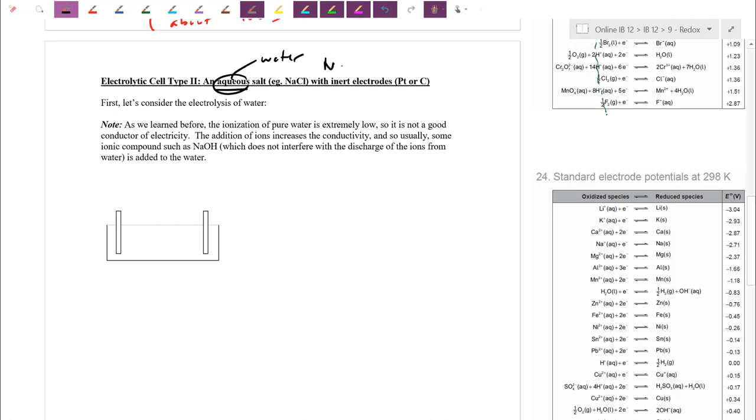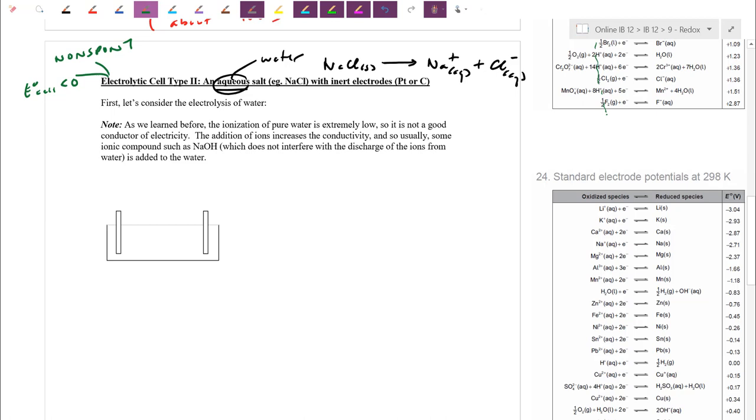You can take the plain old NaCl. It's a solid. When you drop it in water, it becomes Na+ ions. This is Na+ aqueous, Cl- aqueous. It is not liquid like in the molten case. But still in a type 2 cell here, we're going to not let the electrodes react. So still, let's make them platinum or carbon. Some other key notes for you to think about here. Electrolytic, remember, we're running a non-spontaneous reaction. We would expect an E0 to actually be less than zero.